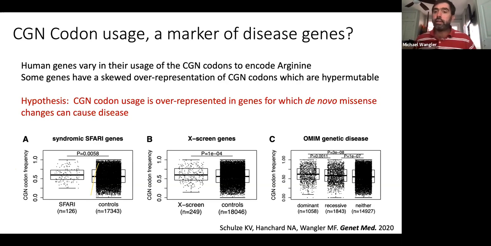And then in C, we looked at OMIM, Online Mendelian Inheritance in Man genes. So, you know, single gene disorders. And what was interesting there is we actually saw a difference between dominant and recessive, which makes sense, because the hypothesis is that these are de novo changes that in the heterozygous state could cause disease. So you would expect those to manifest as dominant disease genes.